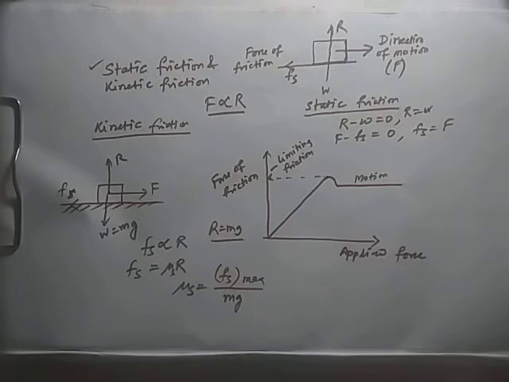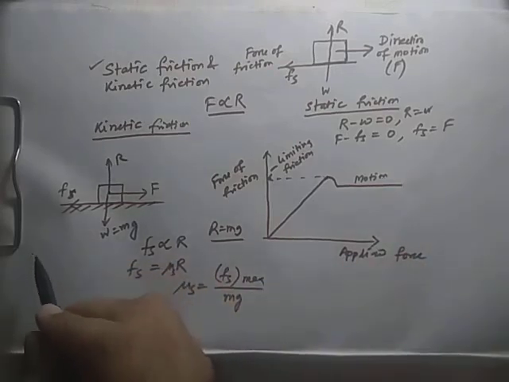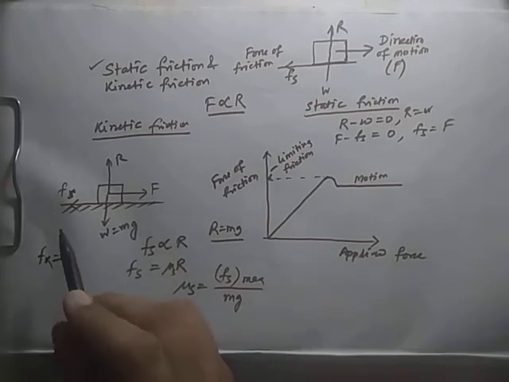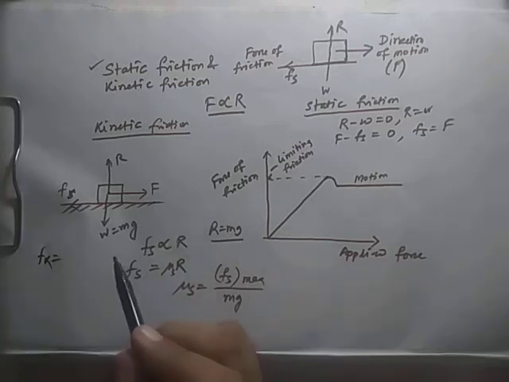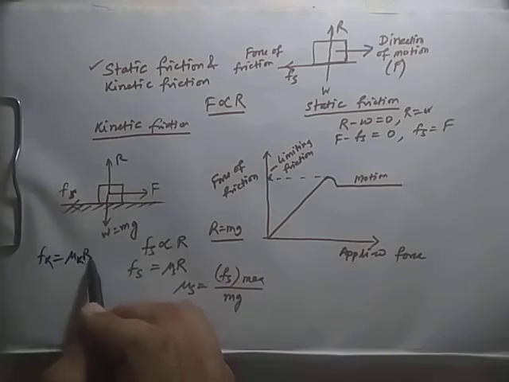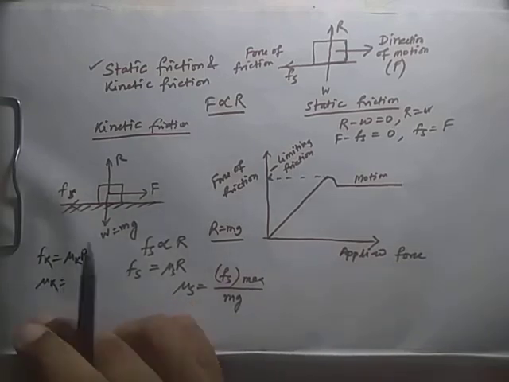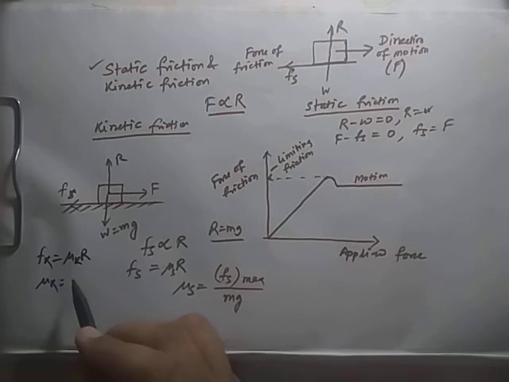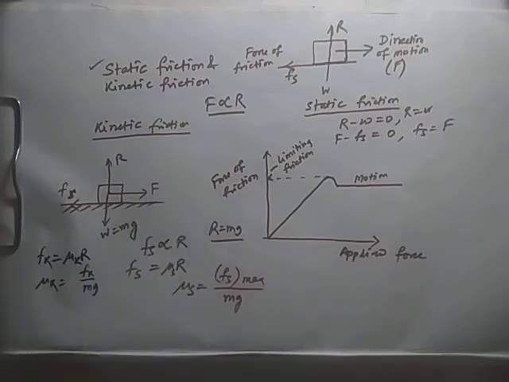Again, in the same way you can write for the kinetic friction also. Fk is equal to mu k into R. So mu k is the coefficient of kinetic friction. Mu k is equal to Fk by mg, where R is equal to mg. So this is for kinetic friction. Now next one we learn about the angle of friction.